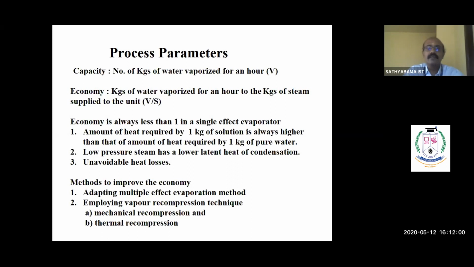Capacity is defined as the number of kgs of water vaporized for a period of 1 hour. Economy is defined as the kgs of water vaporized for a period of 1 hour to the kgs of steam supplied to the unit. Capacity is simply V. And economy is nothing but kgs of water vaporized for a period of 1 hour to the kgs of steam supplied to the unit. That is V divided by S will give you the economy value.